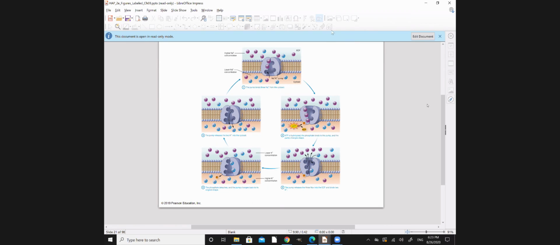Okay, the next part, we already talked about diffusion. It's like free movement through the membrane. Then we talked about osmosis. It's only the moving of the solvent or liquid part through the membrane from the area of low solute concentration to the area of high solute concentration.